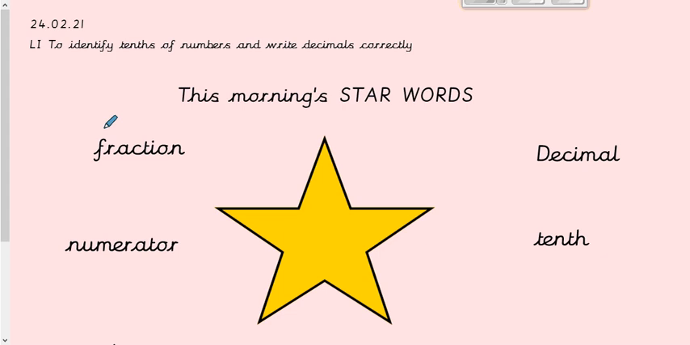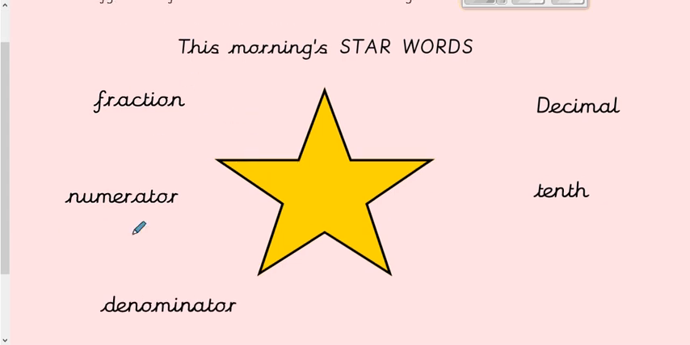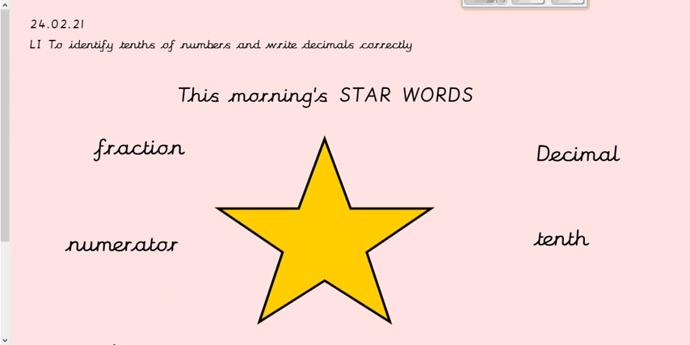So we are going to be focusing on decimals today using our knowledge from the past 2 days on fractions. So your star words today are fraction, numerator, denominator, tenth and decimal.